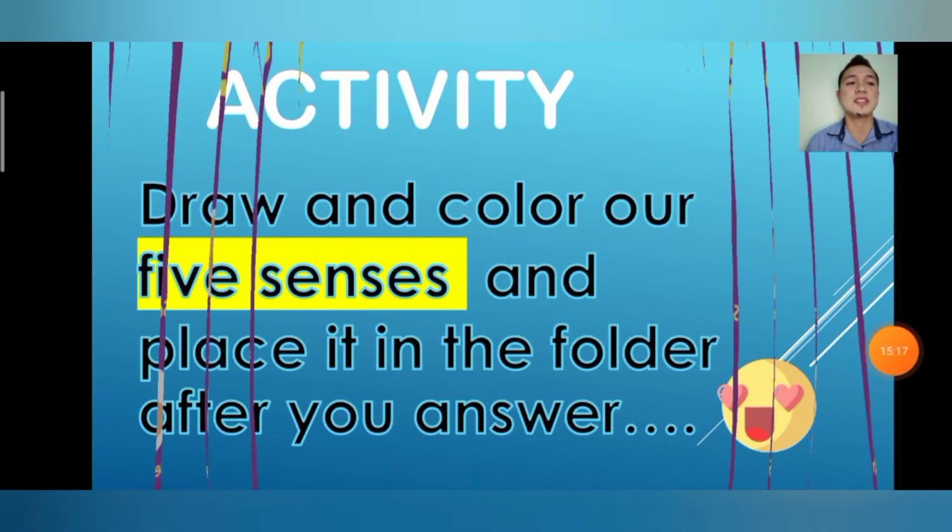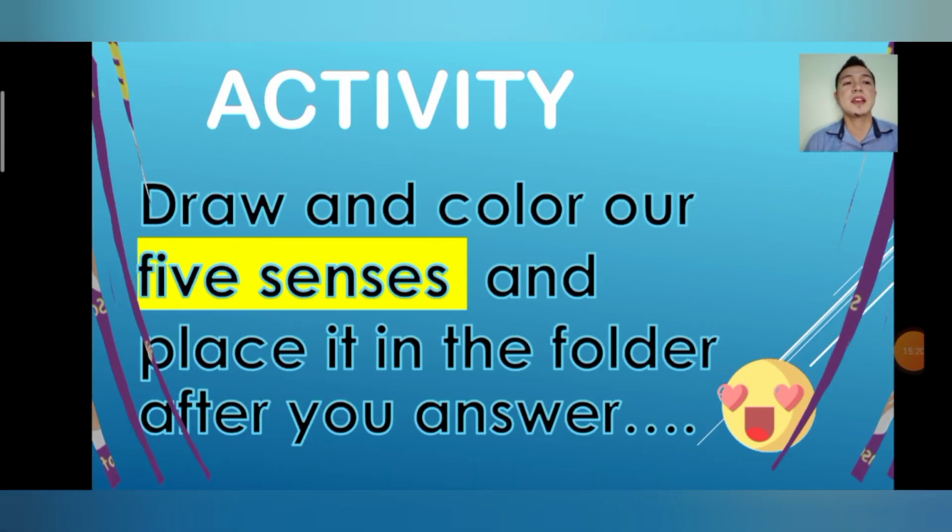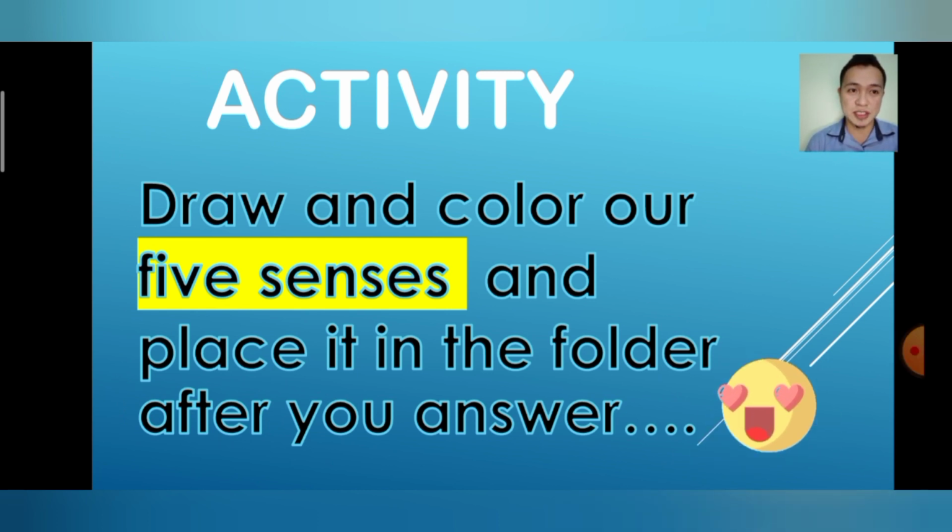Okay, kids? Now let's proceed to your activity. What are you going to do? Draw and color your five senses and place it in the folder after you answer it. Use an A4 paper and then draw there. For example, eyes, sense of sight. Then you have to color it nicely because this is part of our body.